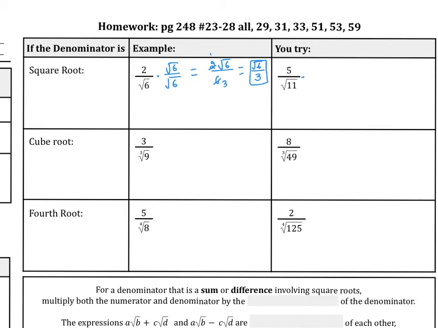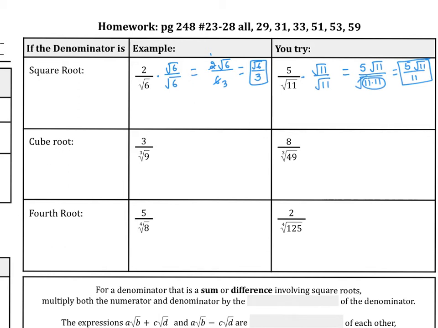And for the next one, you're going to multiply top and bottom with square root 11. So you get here 5 square root 11 on the top, and on the bottom you get 11 times 11. Make a pair, get out of the radical. So you got 5 square root 11 divided by 11.